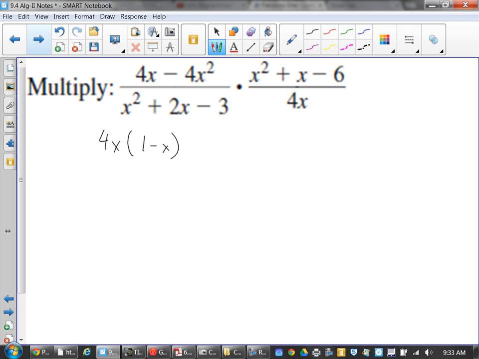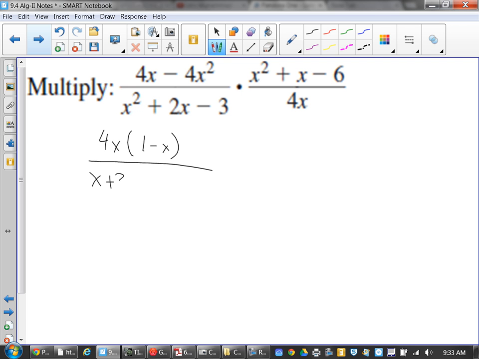Can you cross out the 4x on the top right there? I cannot do that because of the subtraction symbol. You can only simplify when everything is being multiplied together. You can only simplify when you have terms. All right? So notice how I did that. I'm just going to factor everything as I'm writing it down. It's just a little bit easier.